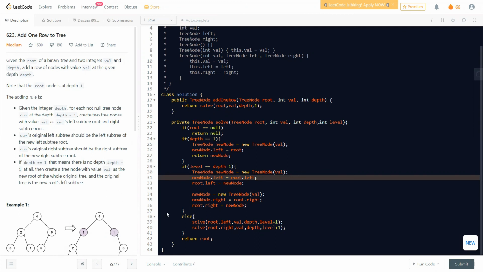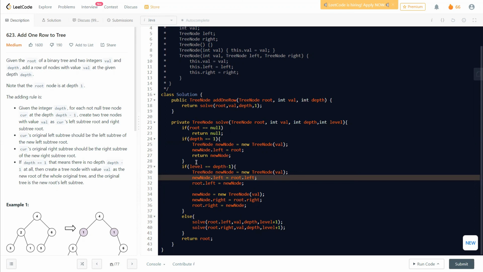So in this case, we just did the same thing with the right. So new node right is root right. We pointed the new node's right to the rest of the subtree, and then we pointed the root right to the new node. So we just connected the pointers. Okay, so that's what we did.